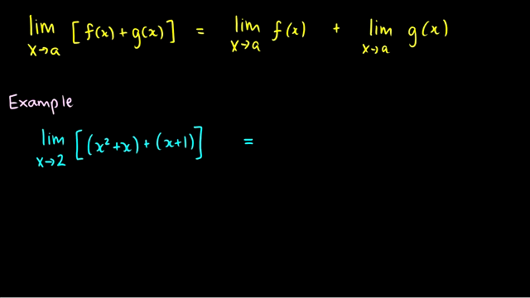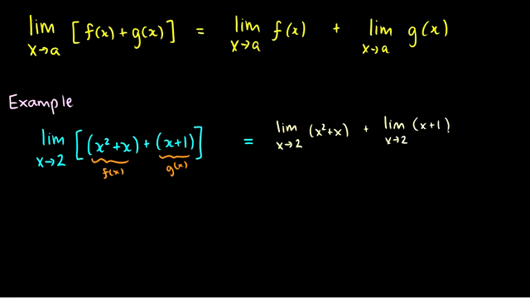So here's an example. The limit as x goes to 2 of x squared plus x plus 1. And here I've very clearly shown them as f of x and g of x. So on the right hand side I'm going to take the limits of them separately, and on the left hand side I'm going to take the limit together and show that they're the same. So on the right hand side, what we're saying is that we can break it up into two limits. So we can say the limit as x goes to 2 of x squared plus x, and then we can add the limit as x goes to 2 of x plus 1.